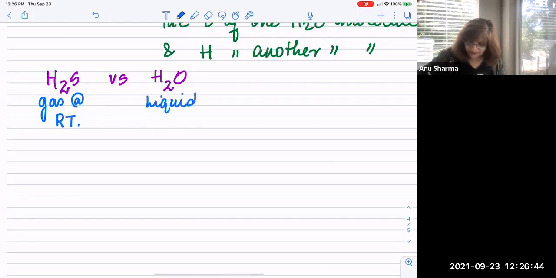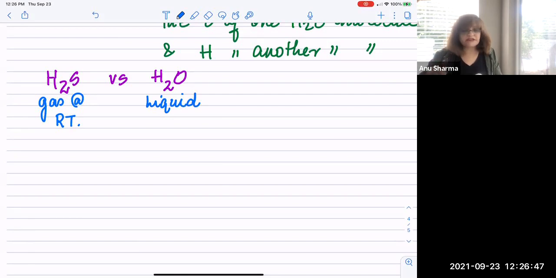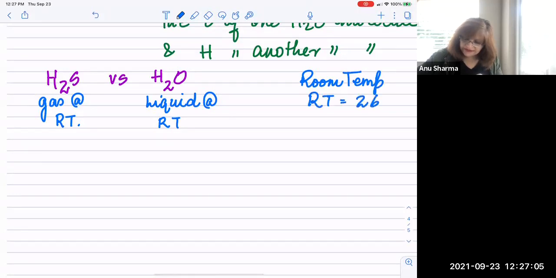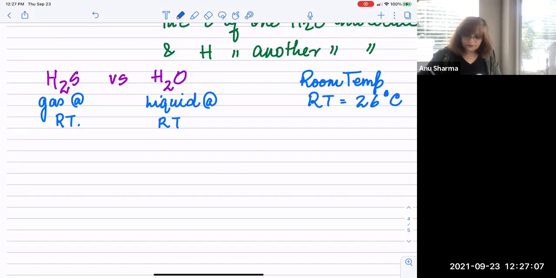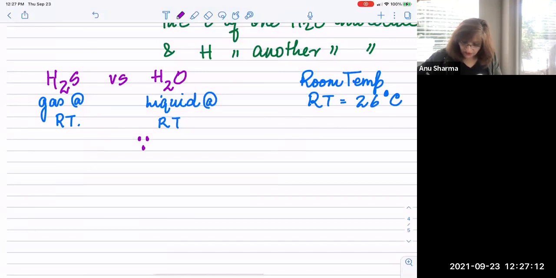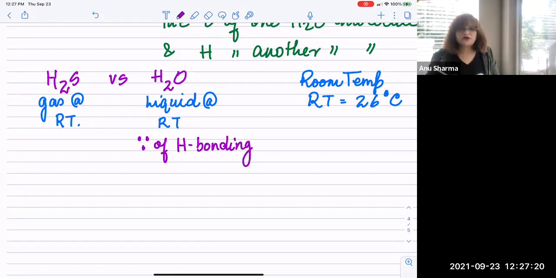Remember, in a liquid the particles are very close, in solids they are extremely close, and in gases there's no attraction between the particles. So water is a liquid at room temperature, RT, which is generally 25 or 26 degrees Celsius. It is because of hydrogen bonding in the water. This is the reason why.